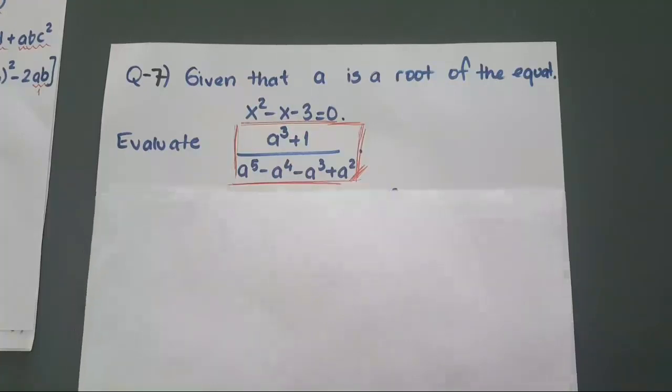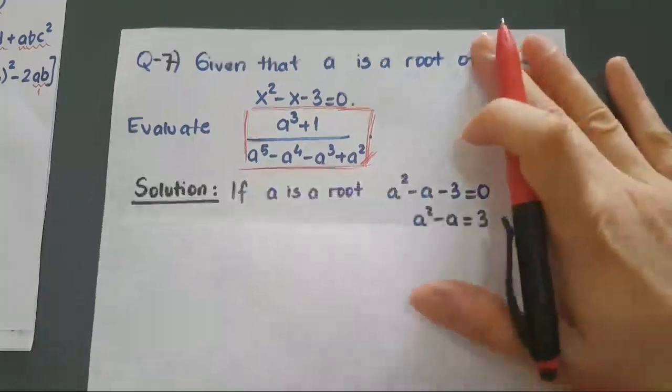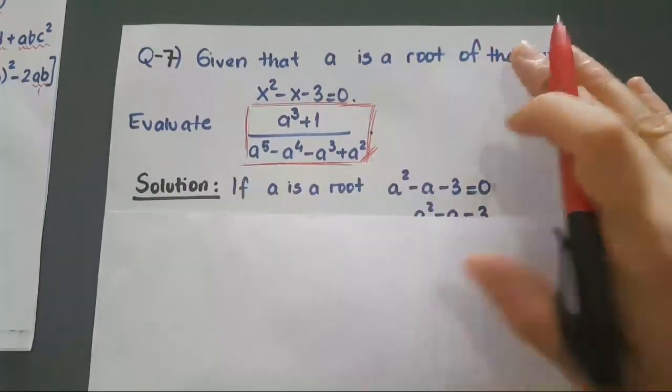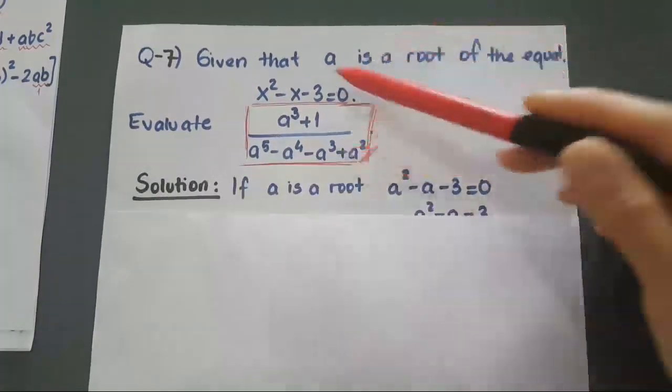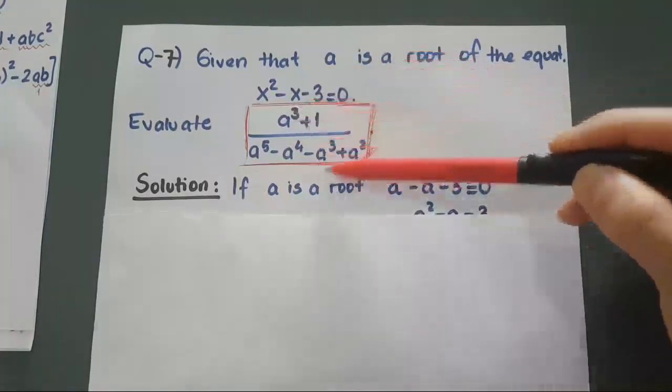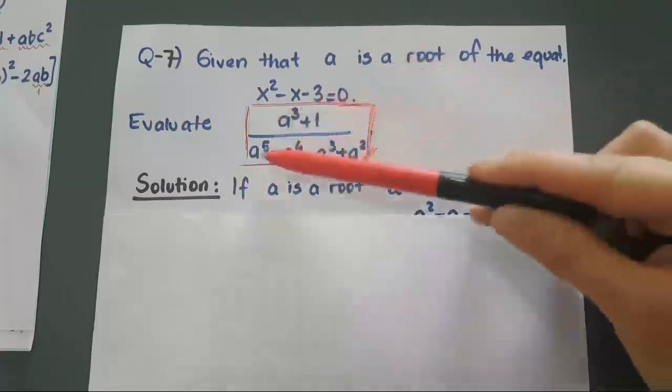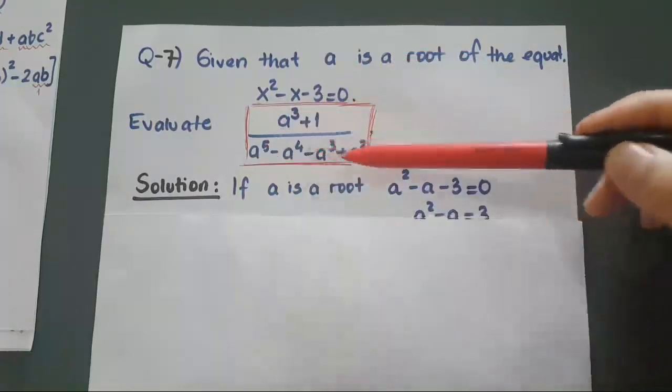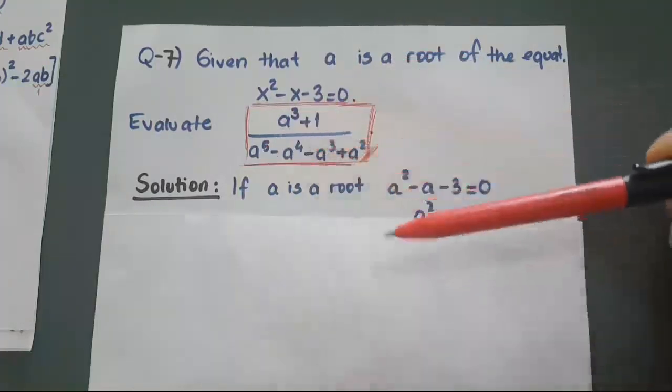Okay, let's see the solution then. x squared minus x minus 3 is equal to 0, and a is a root of the equation. We need to calculate (a cubed + 1) over (a to the power of 5 minus a to the power of 4 minus a cubed plus a squared).